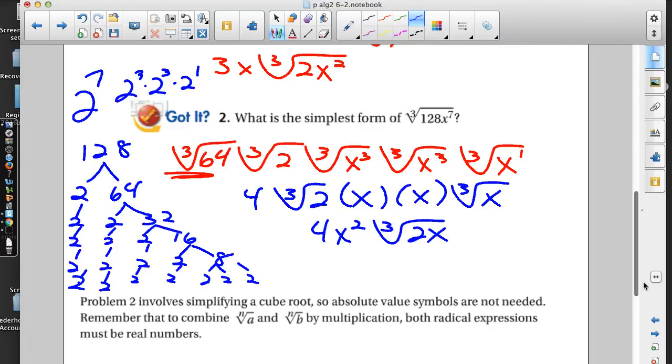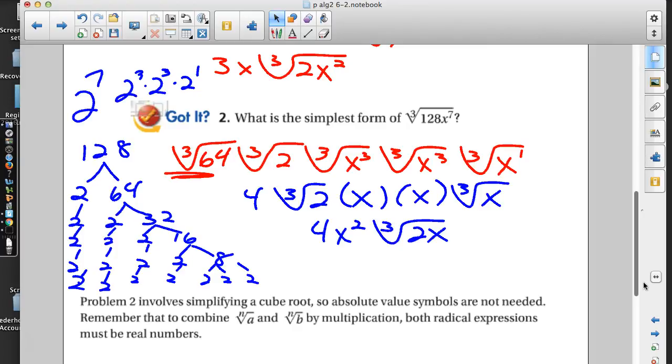Absolute value bars. We need that on this one. Why not? Cube again. I don't really like that they don't have a lot of stuff in this section for examples that needs absolute value bars, because then you tend to forget that you have to do it. So don't forget about the absolute value bars.